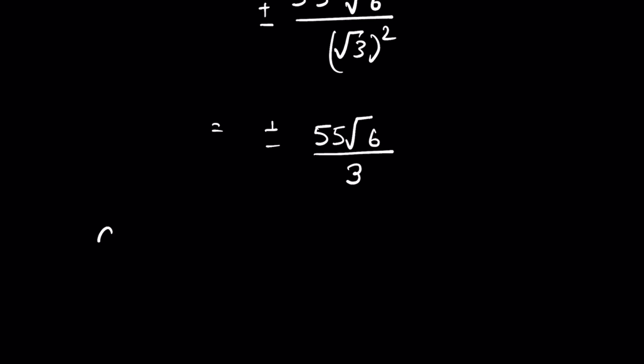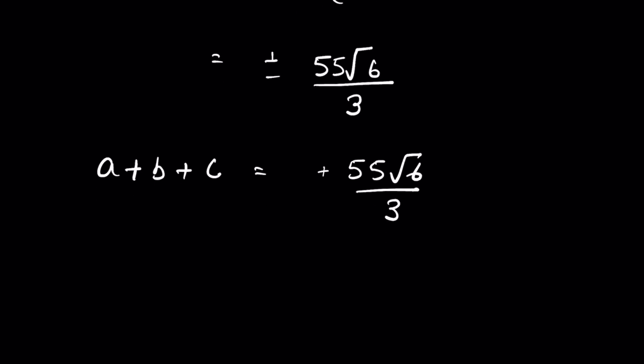So A plus B plus C has two values, positive 55 times square root of 6 upon 3 and negative 55 times square root of 6 upon 3.